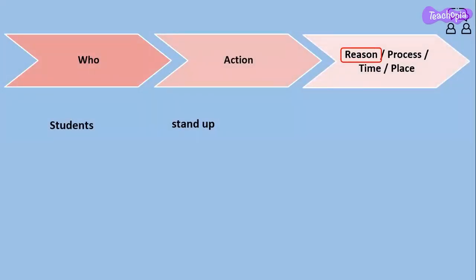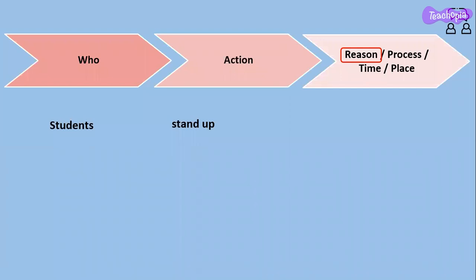So here, this is an action-oriented statement. That is, in the first block, we are addressing students, and in the second block, we want them to stand up. So students stand up. Here, you can talk about the reason, the process, the time, and the place. Please do notice that this is a paired activity, and you can add any information, either the reason, the process, the time, or the place that you want the students to stand up.